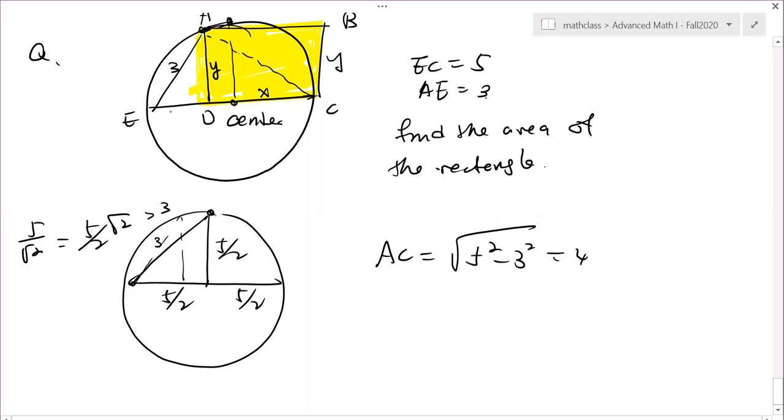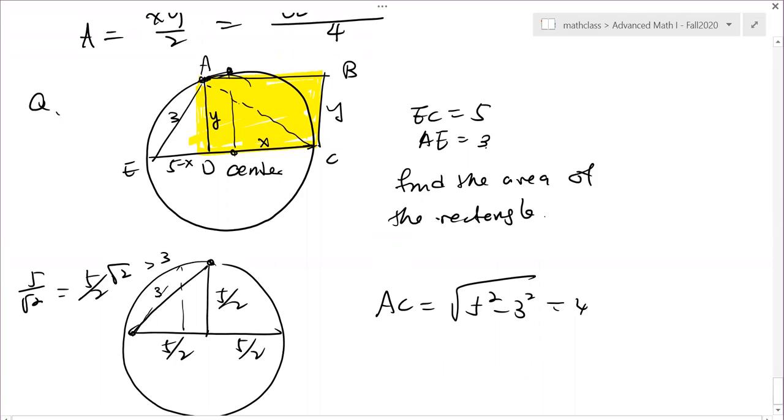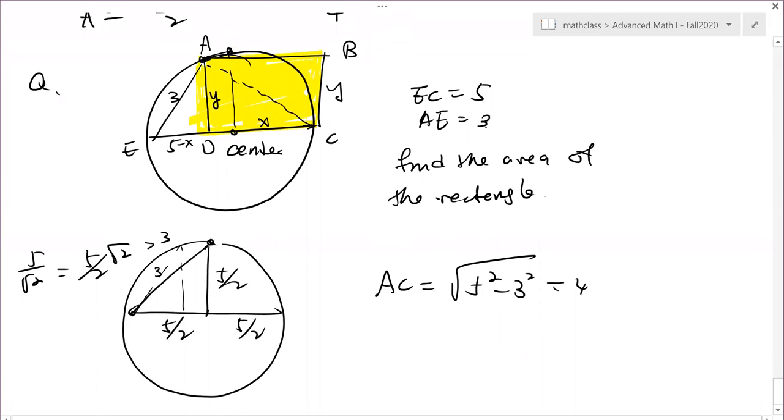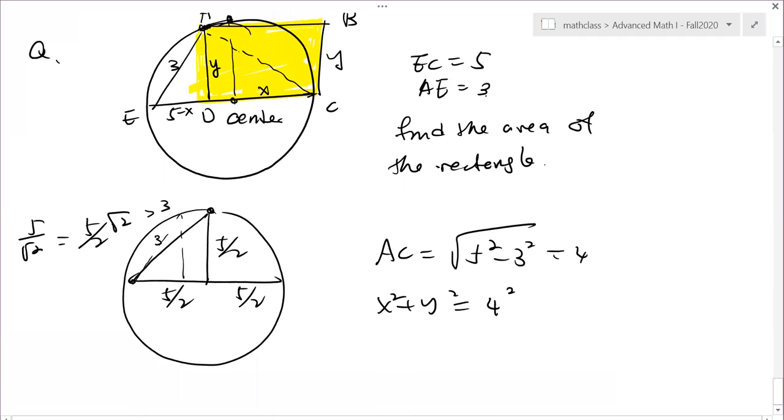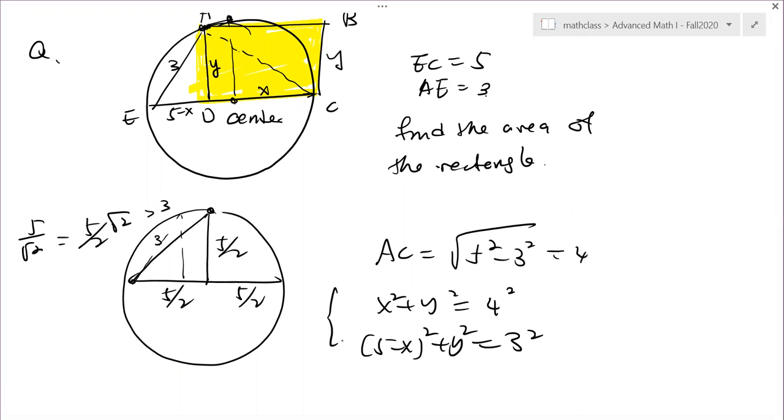Yeah, trying to write down the equations. Here's a 5 minus x, right? 5 minus x. So you can apply the Pythagorean theorem to that triangle, right? Where's my equation here? x squared plus y squared equals 4 squared. That's the first equation. Second equation, 5 minus x squared plus y squared equals 3 squared. I think I can determine x and y. Then you find the product, right? That's one way to do it.